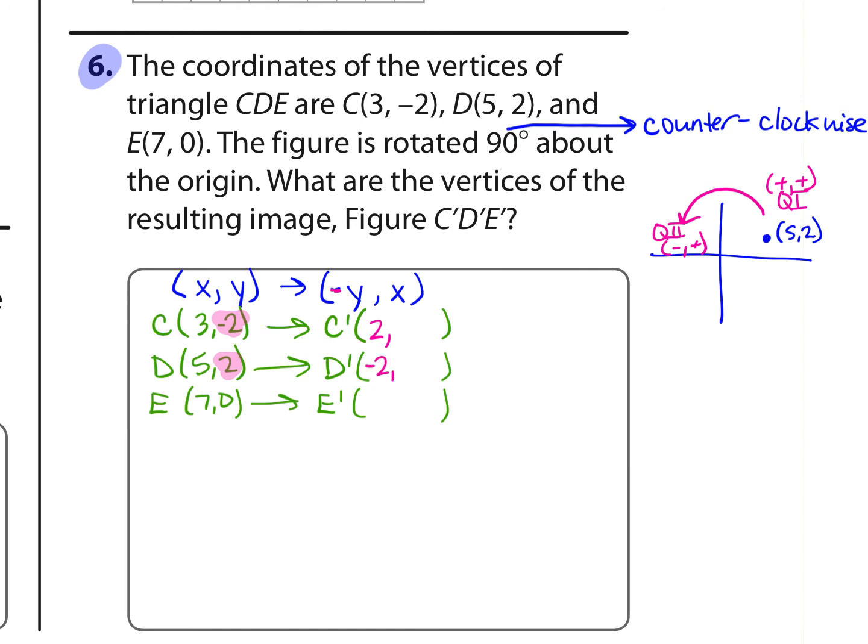We had +2 for the y. Now it's -2 for the x. Had 0 for the y. Still have 0 for the x because 0 doesn't hold a sign. It's neutral. Now looking at the original x's, they just stay the same. I did have 3 for x. Now I have 3 for y. Had 5 for x. Now I have 5 for y. Had 7 for x. Now I have 7 for y. And we've got the coordinates, or the vertices, of the resulting image C prime, D prime, E prime.